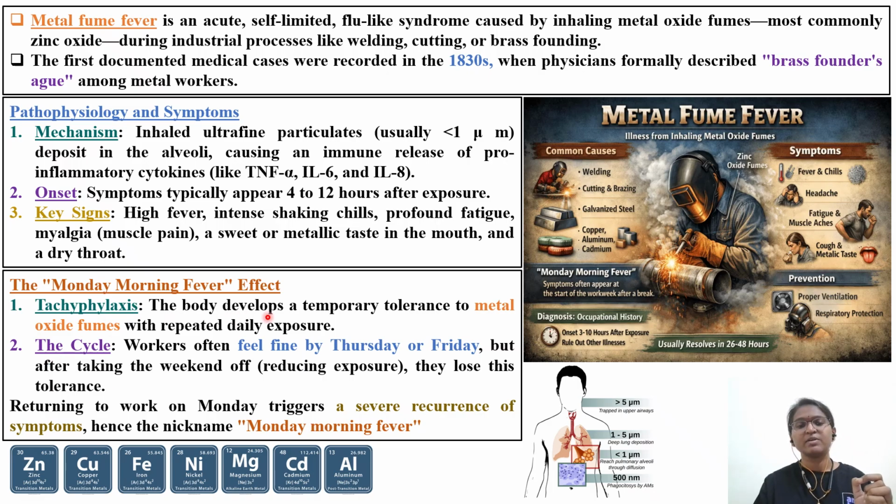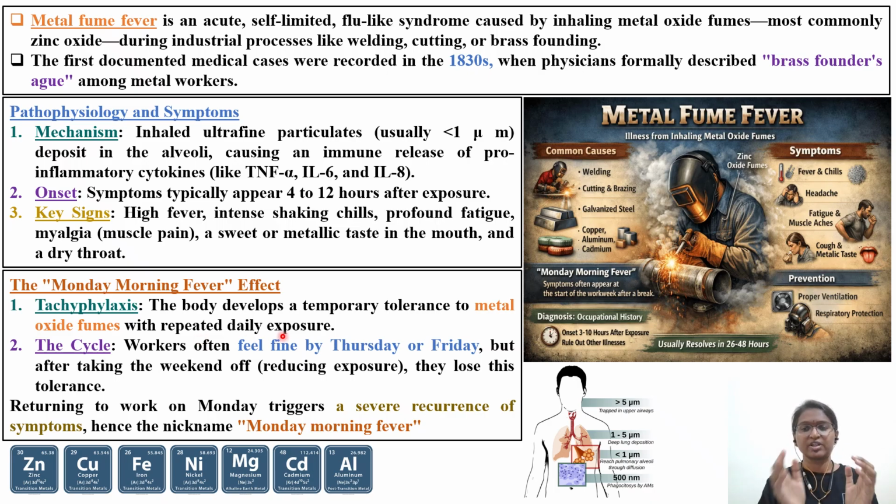Tachyphylaxis: the body develops a temporary tolerance. This is again very important. Coming back to the principles of pharmacology or toxicology, you should know what tolerance is, what sensitive individuals are, and drug dependence. These are the things you have to remember. Here, metal fume fever is associated with the concept called tachyphylaxis, meaning temporary tolerance in individuals who are exposed. The body develops a temporary tolerance to metal oxide fumes with repeated daily exposure.